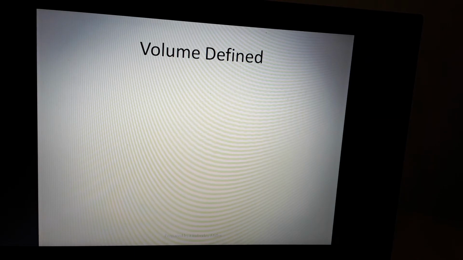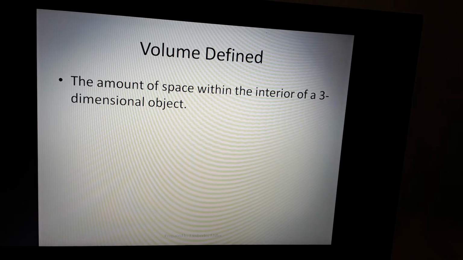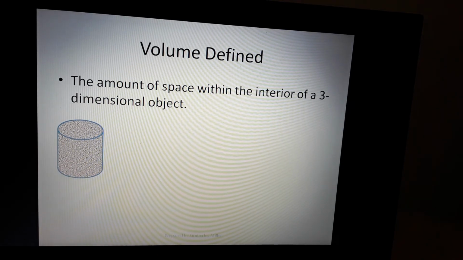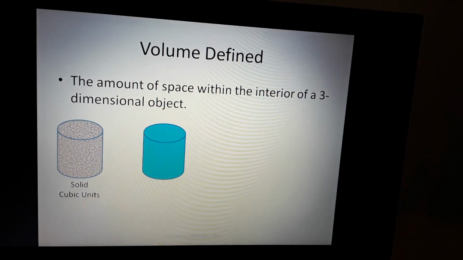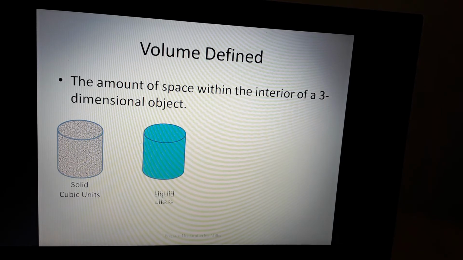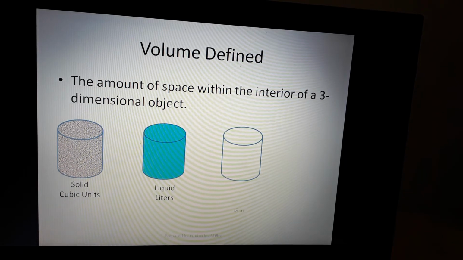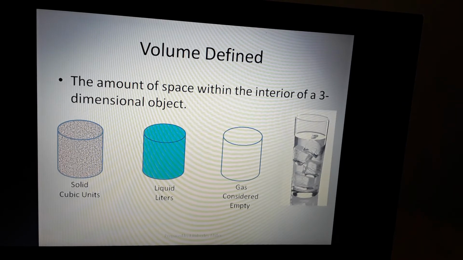What is volume? Volume is the amount of space within the interior of a three-dimensional object. For example, this is a cylinder. This cylinder is filled with solid. This cylinder is filled with liquid. And this cylinder is filled with gas. And we consider this cylinder to be empty. Now, in some cases, a cylinder can have all three states of matter: solid, liquid, and gas.